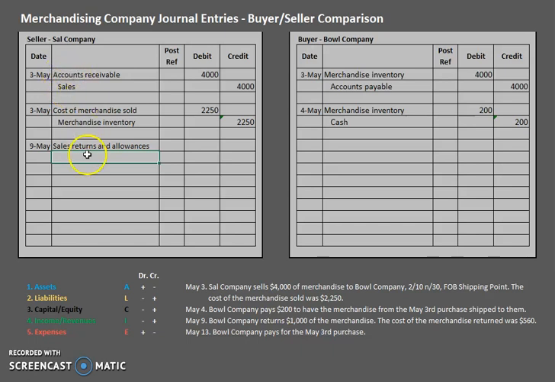Now let's take a look at accounts receivable. Accounts receivable, the amount that we are owed is going down. So we no longer are owed that $1,000 that the buyer is returning.